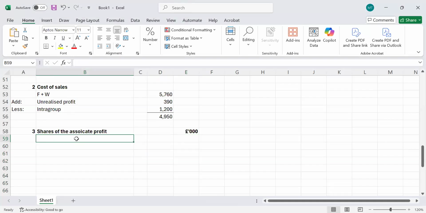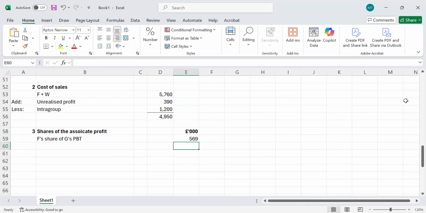Okay, so we start with the parent's share of Grove's profit before tax figure. So the parent's share of Grove's profit before tax figure, PBT, profit before tax, is given in the question as 569,000.